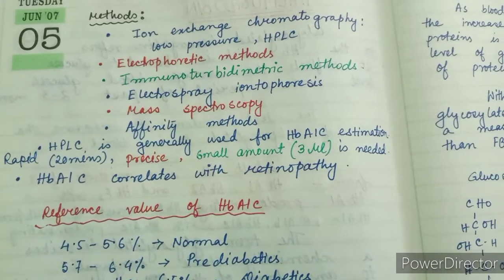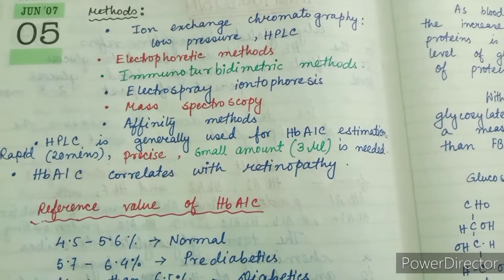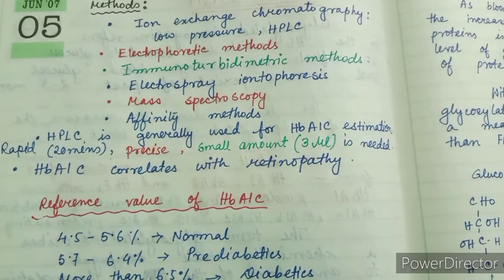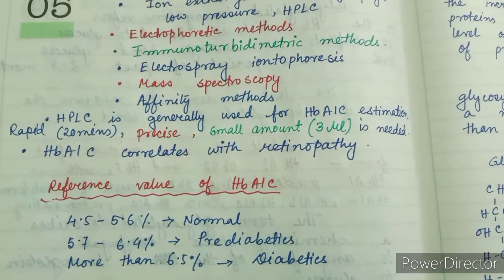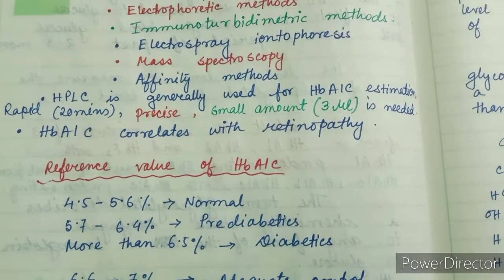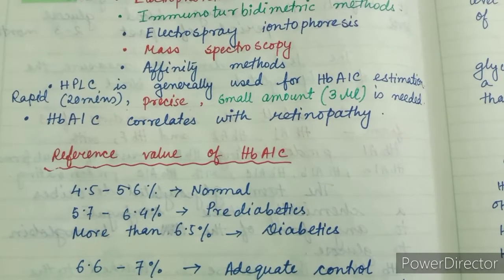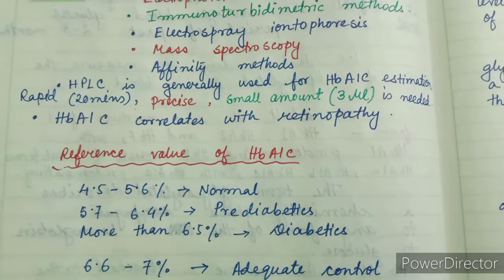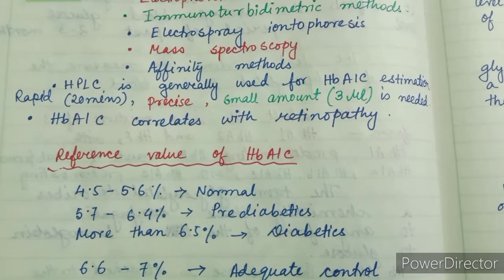Glycosylated hemoglobin can be estimated by the following methods: ion exchange chromatography, low pressure HPLC, electrophoretic methods, immunoturbidimetric method, electrospray ionization mass spectroscopy, affinity method. Out of these methods, HPLC is most common, because this method is rapid, it takes only 20 minutes. It is very precise.